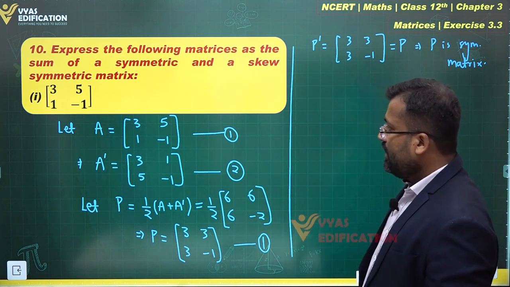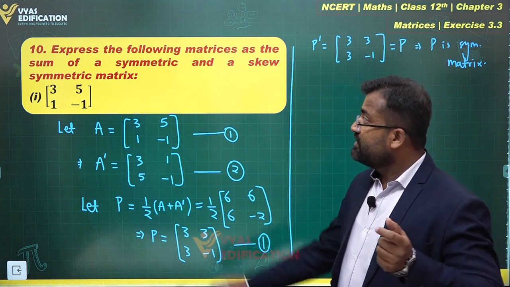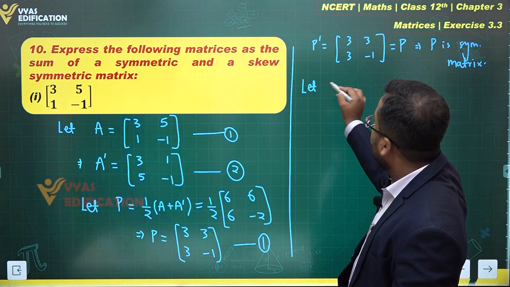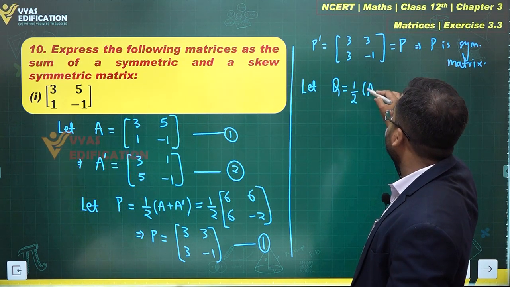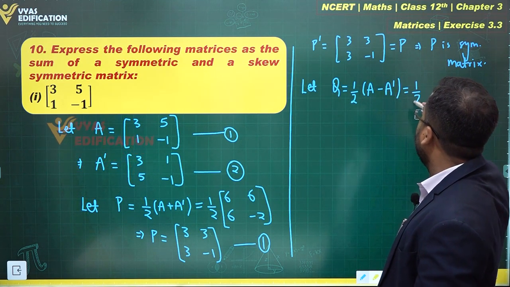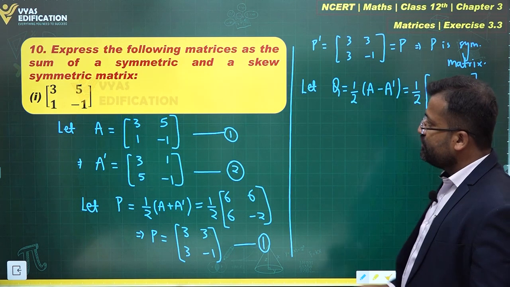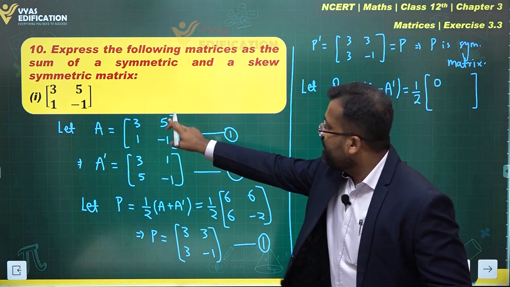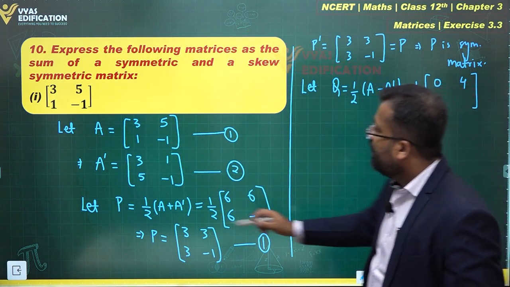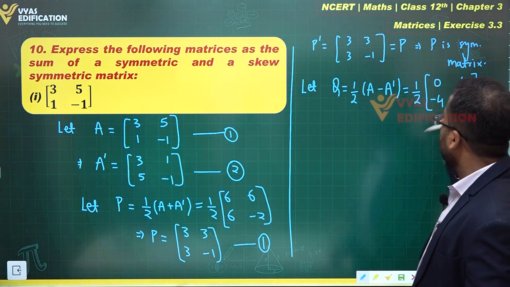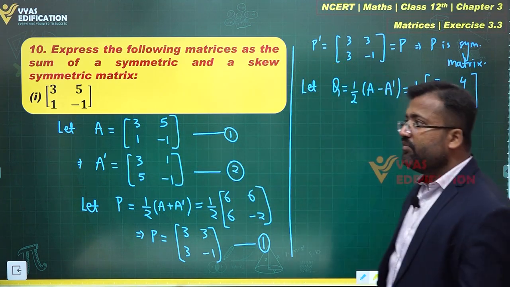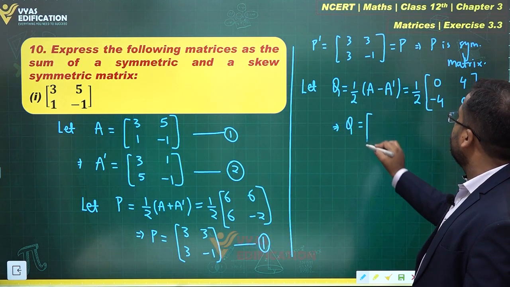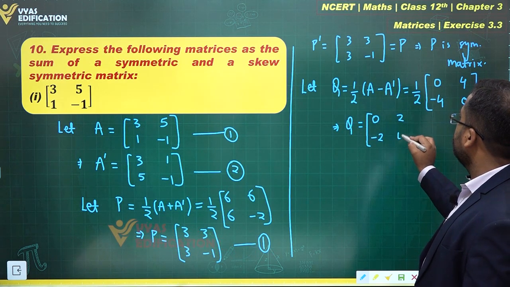What next? I know that I have to find another kind of matrix based on this A. What is that? Half of A minus A prime. Now let Q equal half of A minus A prime. What is that? Half of the difference of these two matrices, A and A transpose. 3 minus 3 becomes 0. 5 minus 1 becomes 4. 1 minus 5 becomes minus 4. And minus 1 minus of minus 1, that is minus 1 plus 1 becomes 0. Multiplied with half, that gives me Q equals 0, 2, minus 2, 0.